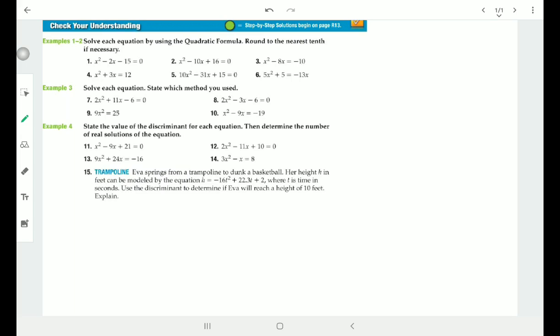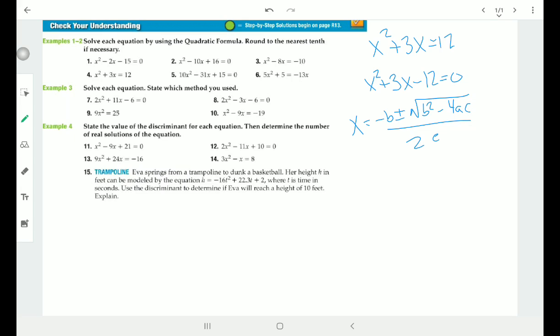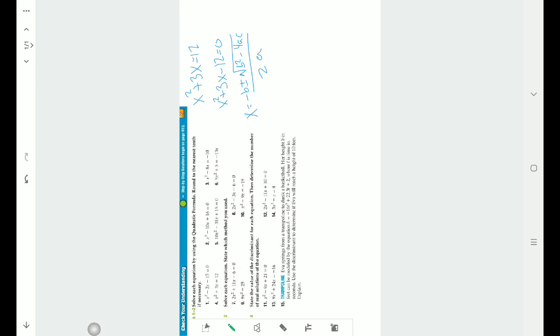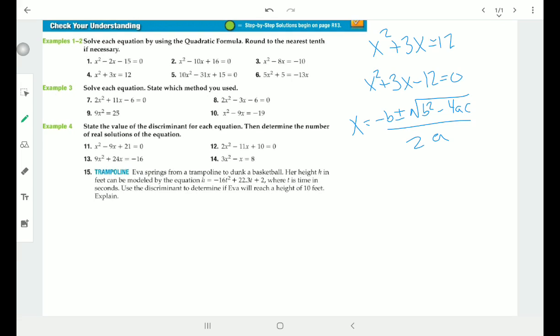So for example, like number 4, notice you have x squared plus 3x equals 12. That's not in the proper form yet. We need to subtract that 12 to the other side. And now we can use our quadratic formula. So x equals negative b plus or minus the square root of b squared minus 4ac divided by 2a. And now we can use that formula and plug in what we know from our equation.